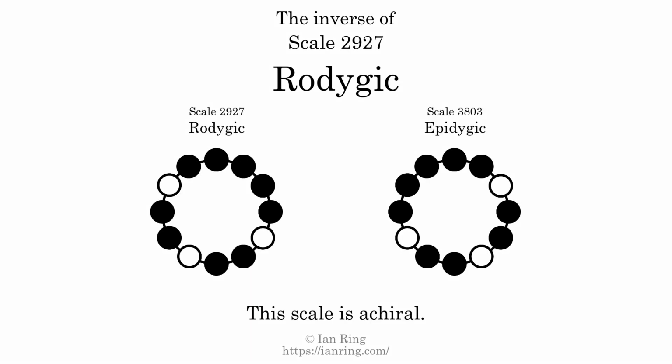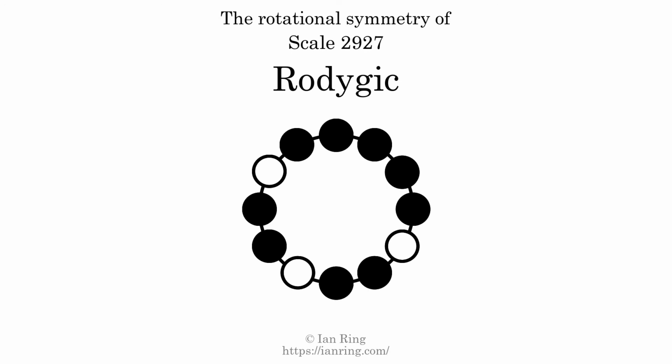The inverse of a scale is a mirror image. It is what you get when the sequence of intervals is reversed. The inverse of this scale is scale 3803, also known as epidigic. This scale is achiral, since it can transform into its own reflection by a rotational transformation. This scale has no rotational symmetry.